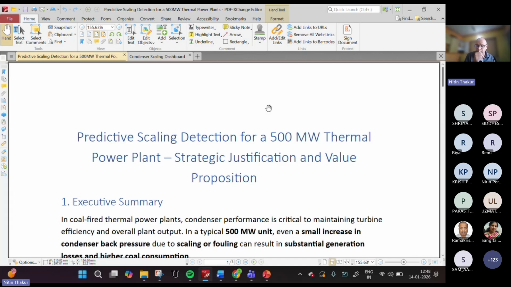Versus, if I don't have a good treatment system, the life of my condenser before I have to take it out for cleaning might be only 6 months. So that treatment plays a big role.